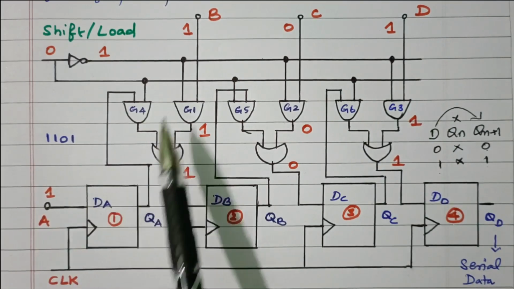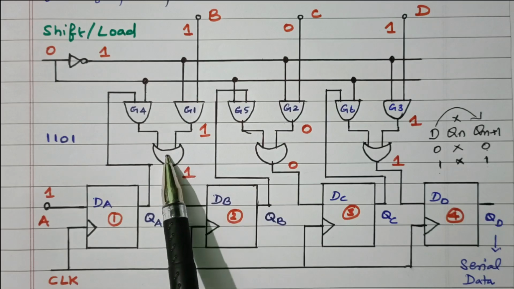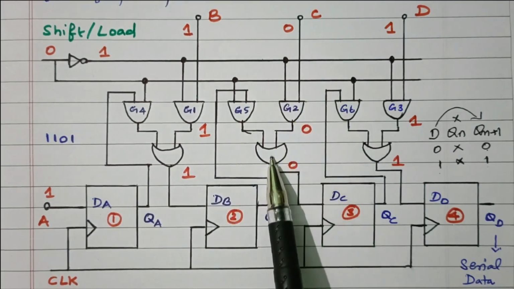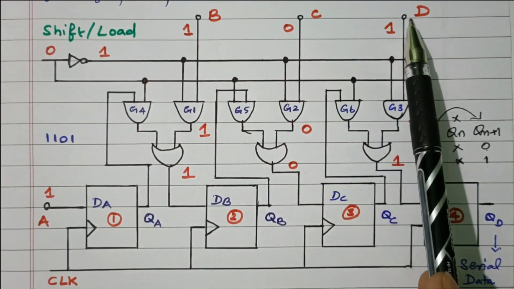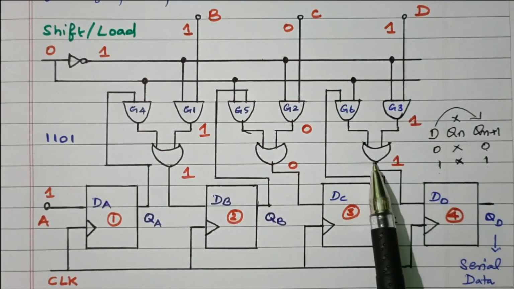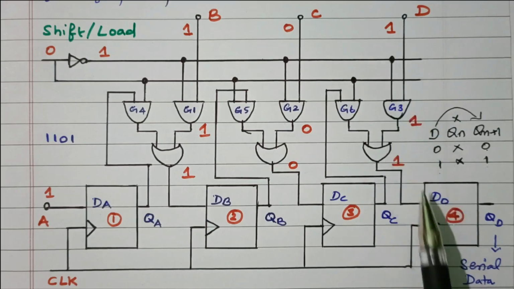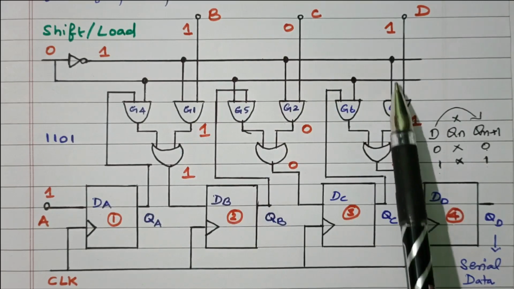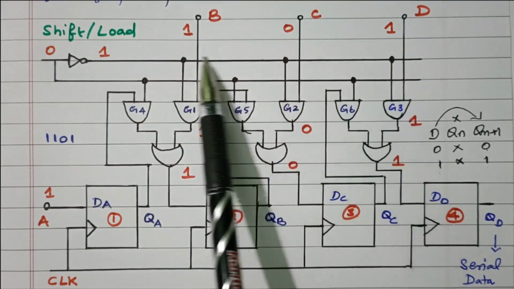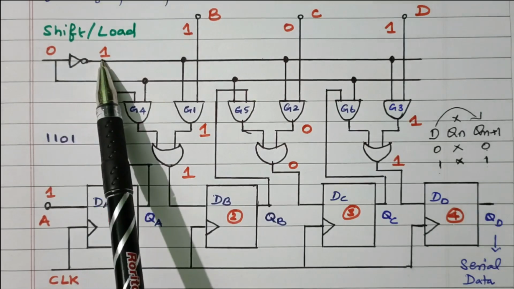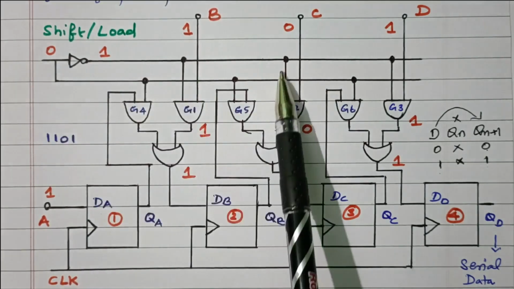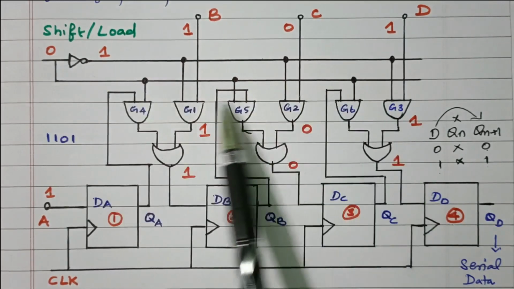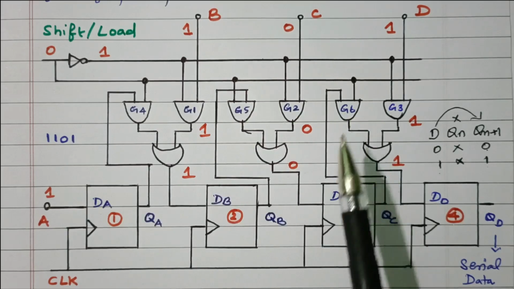A will be loaded here, B will be loaded through G1 and this OR gate to DB, C will be loaded through G2 and the OR gate to DC, D will be loaded through G3 and this OR gate to DD. The data will be loaded in parallel because G1, G2, G3 are having high input because of the 0. Here it is 1. So 1 will enable these G1, G2, G3 AND gates. This line is 0, so G4, G5, G6 are disabled.